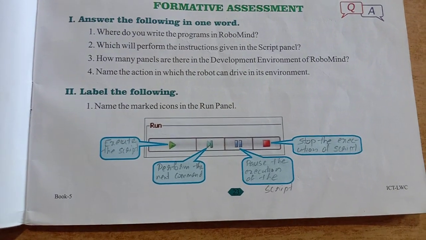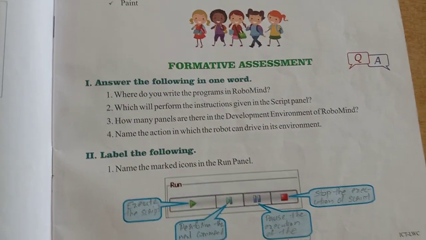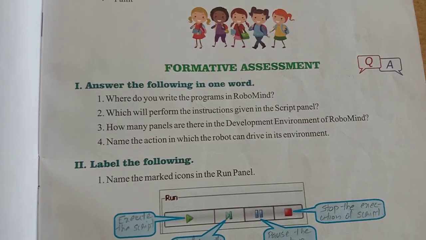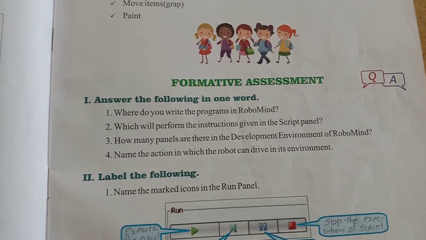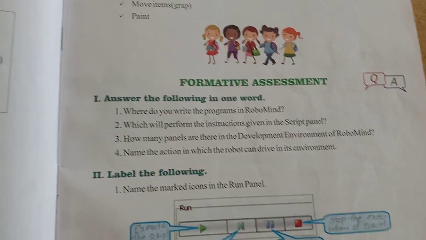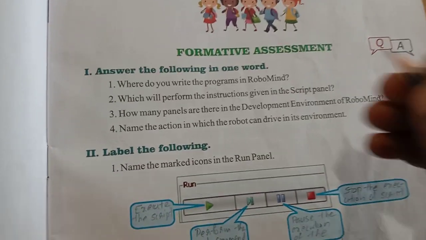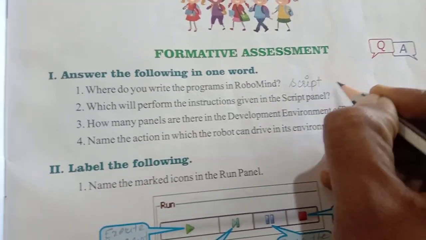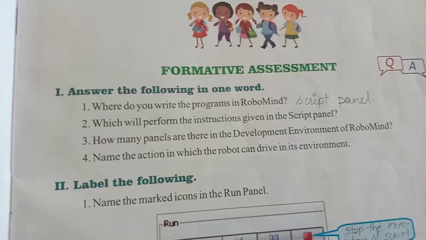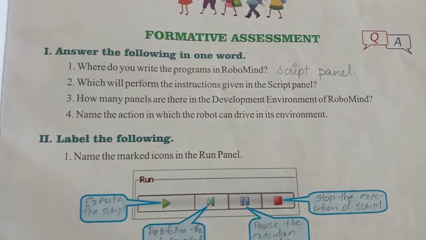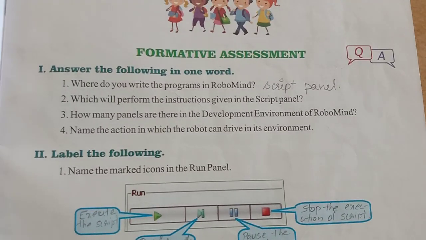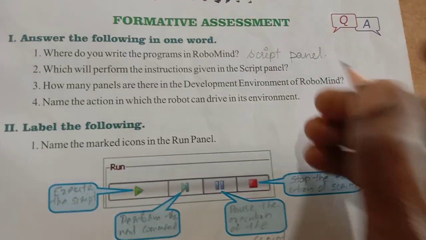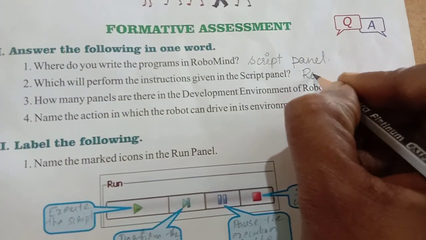I request everyone to take page number 23. That is the first main. Answer the following in one word. First question, where do you write the programs in RoboMind? In script panel only, right? So you need to write script panel. In script panel only you can write the program, which will perform the instruction given in the script panel. Who will perform? Robo, right? So you need to write robot.